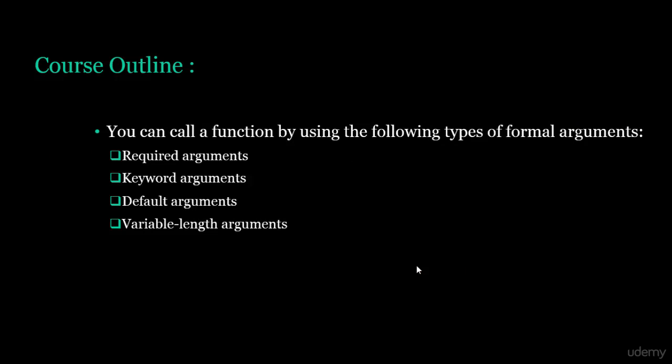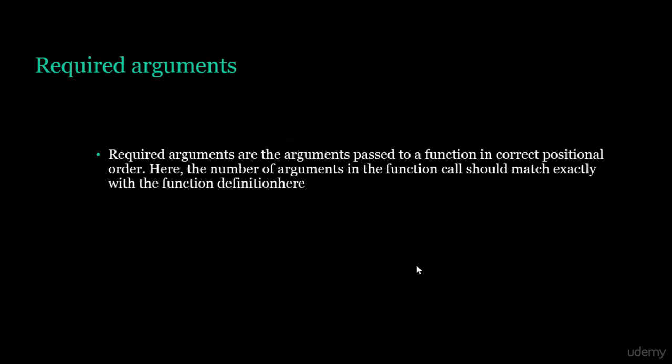You can call a function by using the following types of formal arguments: required arguments, keyword arguments, default arguments, and variable length arguments. Let's see the required arguments.